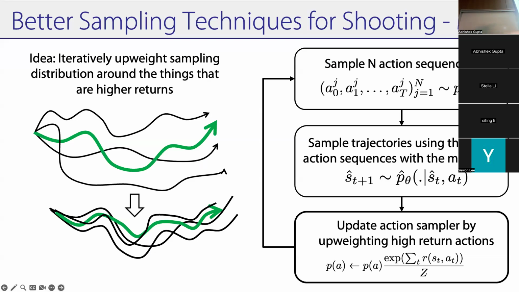He had on the bottom. This thing? Yeah, I guess it's you. So that is an action distribution, not a state distribution. So you're reweighting your action distribution.